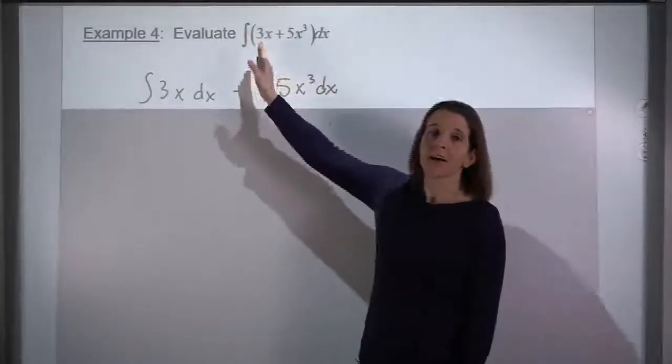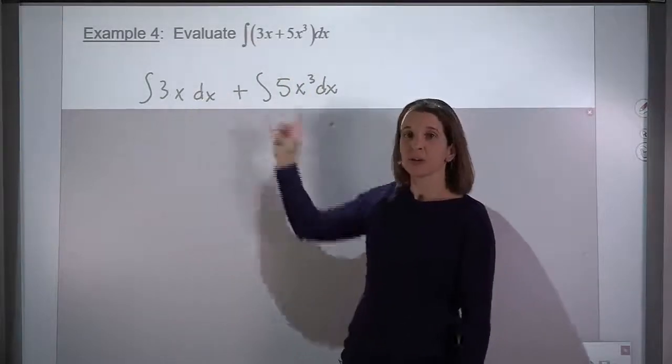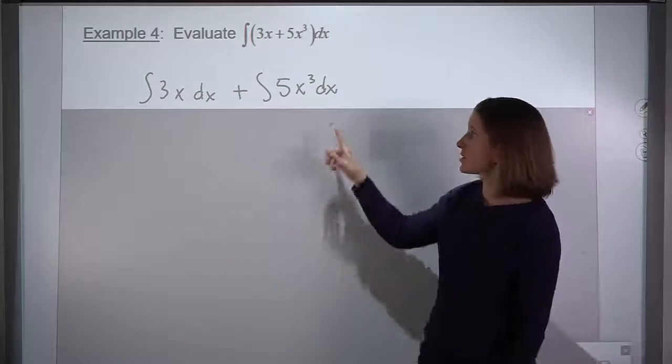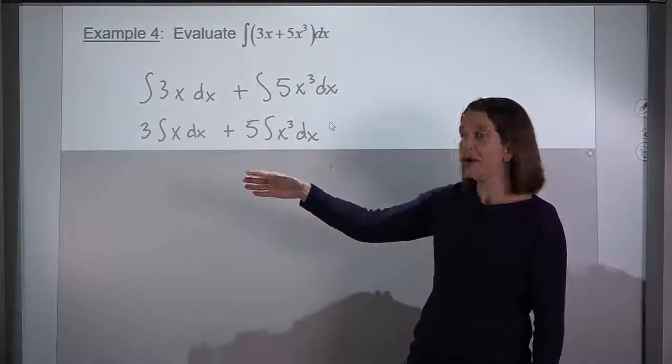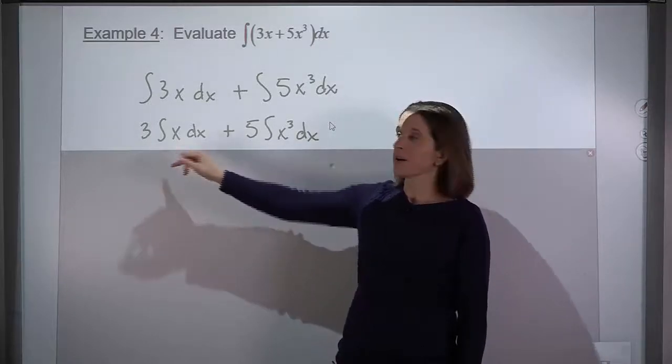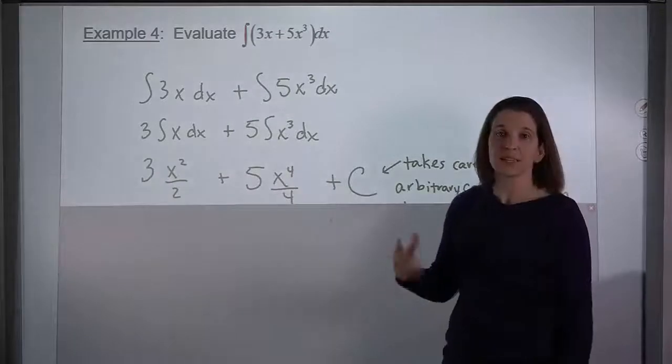So first of all, I have multiple terms. So one of our rules said I can break it up to be two separate integrals of two nice little functions. We had another rule that said any constant that's in there can be brought out so that you can focus just on the x part. So that's what I've done here. Then we're ready to actually do these antiderivatives.